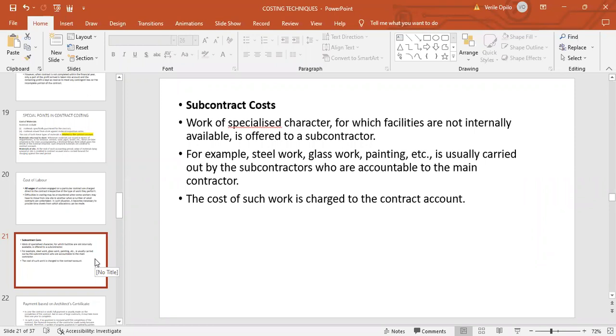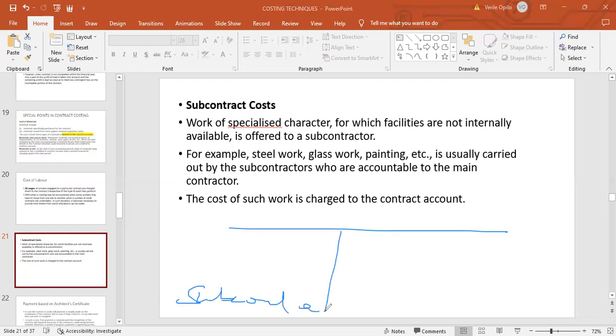These subcontractors are going to be paid, and the amount you pay to them, whether for the steelwork, the glasswork, or the painting, you have to include as an expense in the contract account. So the cost of such work is charged to the contract account and is recorded on the debit side. When you're listing the cost of the business, you list the subcontracting cost here, so that we know we have paid this cost in order to have the painting, the glasswork, or the steelwork done.